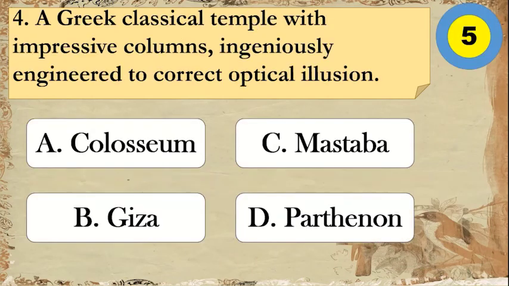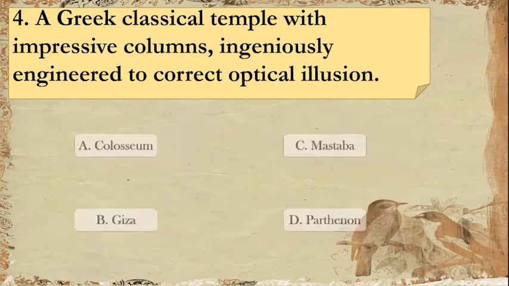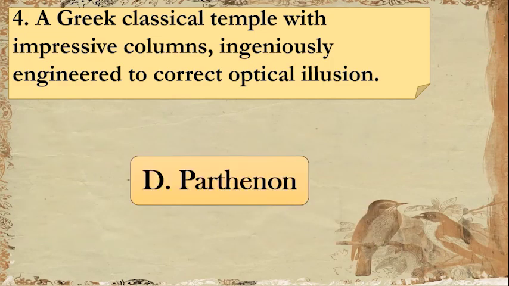4. A Greek classical temple with impressive columns ingeniously engineered to correct optical illusion? A. Colosseum, B. Giza, C. Mastaba, D. Parthenon. The correct answer is letter D, Parthenon.